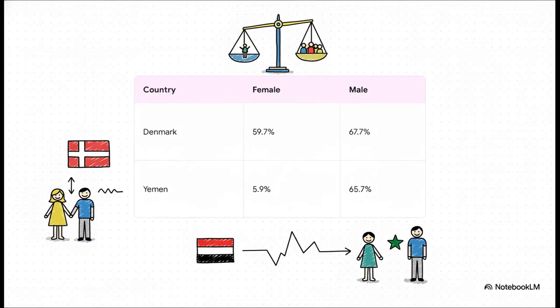And finally, let's look at the labor market. In Denmark, you can see a gap in who is participating in the workforce, but it's relatively small, right? About 8 percentage points. But now, look at Yemen. While nearly 66% of men are in the labor force, less than 6% of women are. This isn't just a gap, it's a chasm. It shows an almost complete exclusion of women from the formal economy.